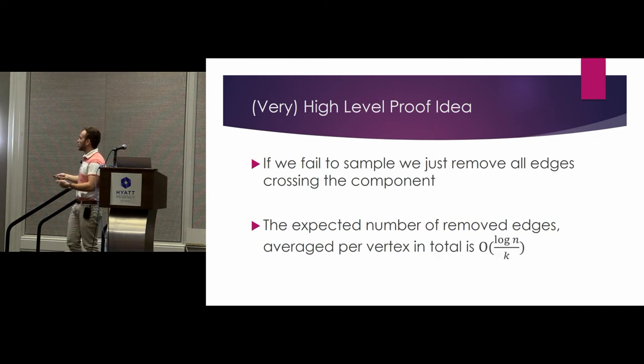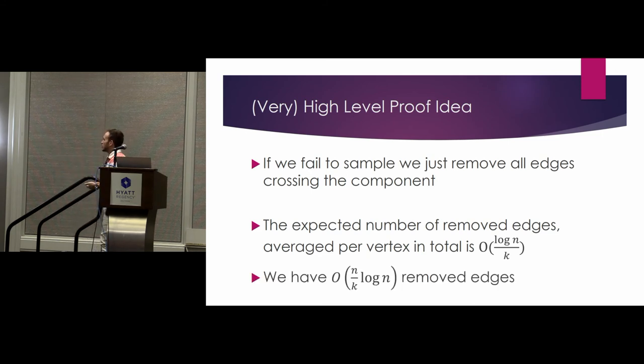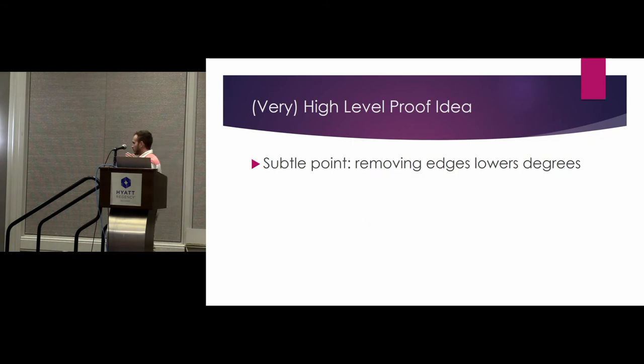So actually, the cost per node is log n over k, because the cost in each round is roughly 1 over k, and it had log n rounds. So this average cost per node is roughly log n over k, which means that we are going to remove in expectation a total of n over k log n edges. OK, so this is a very, very rough sketch of the proof.